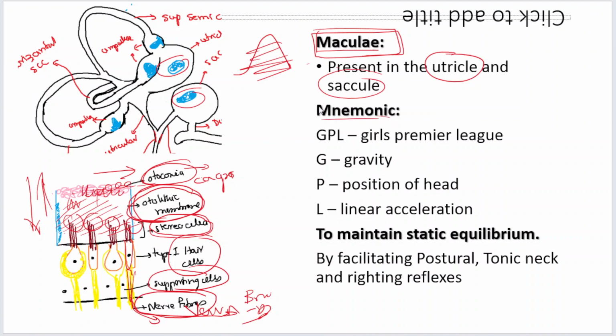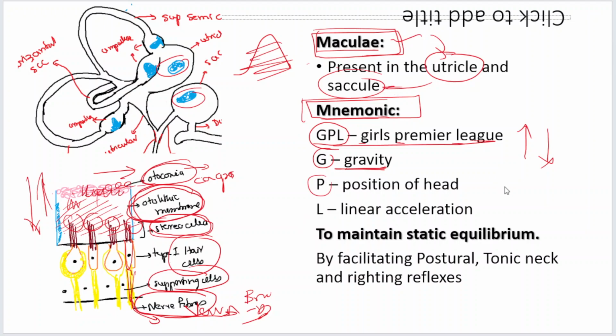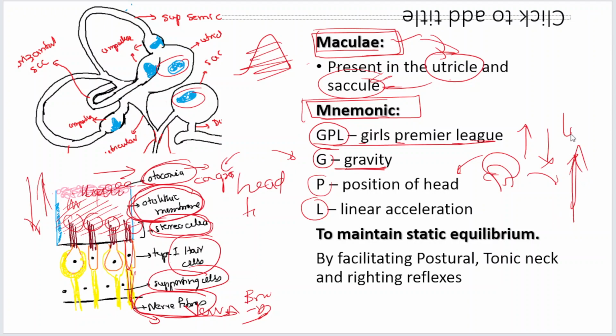So how do you remember the functions of utricle and saccule? You can remember it by GPL, Girls Premier League. G stands for gravity. So you are going up against gravity, you are going towards gravity. That is detected by this macula, which is present in the utricle and the saccule. P is position of the head. You are turning the head, head tilt movements. Head tilt to the left, head tilt to the right, whatever. You tilt your head, that is perceived by this macula. L is linear acceleration. You are going on a cycle or something fast in front, that is perceived by this.